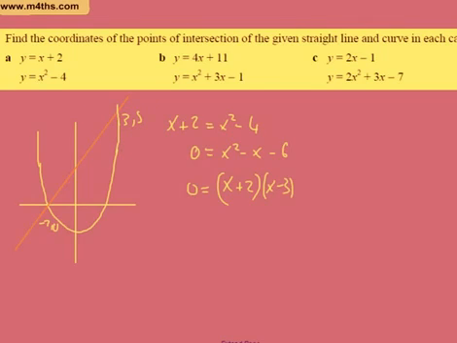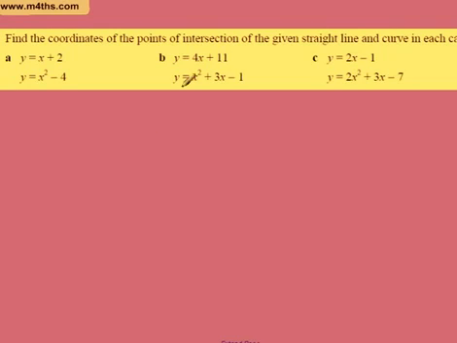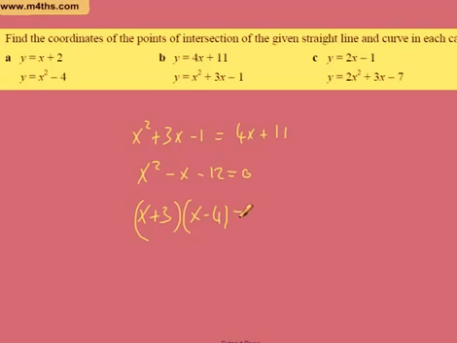And again, it can work with any of these sorts. If y is equal to this one and y is equal to that one, then they equal each other. So x squared plus 3x minus 1 is equal to 4x plus 11. Taking all to the left hand side, x squared minus x, and then we're going to have minus 12 is equal to 0. That too will factor as x plus 3, x minus 4. So x is going to equal negative 3, or x is going to equal positive 4.